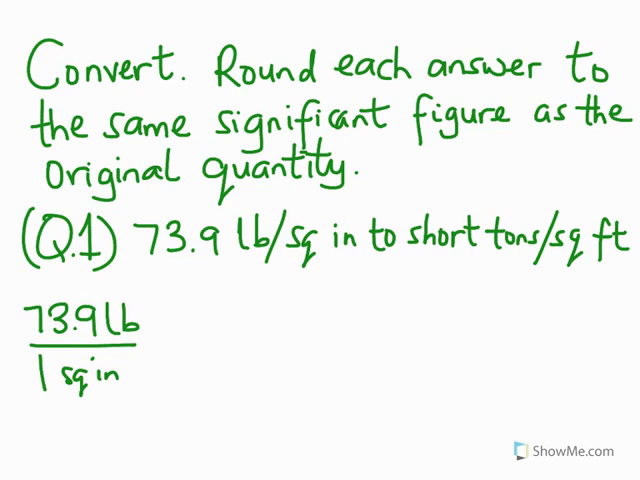So we can start from the denominator. Now we see this is a fraction. The numerator is 73.9 pounds. The denominator is 1 square inch. So you can start with the denominator to eliminate it, or you can start with the numerator to eliminate it. If we decide to start with the denominator in this case, this will be 73.9 pounds over 1 square inch times.